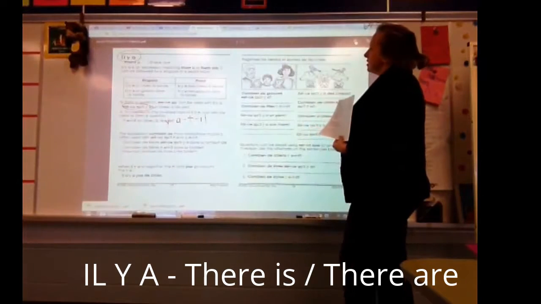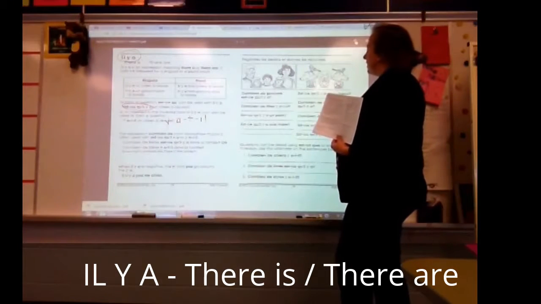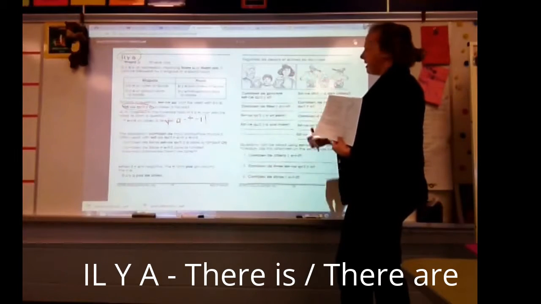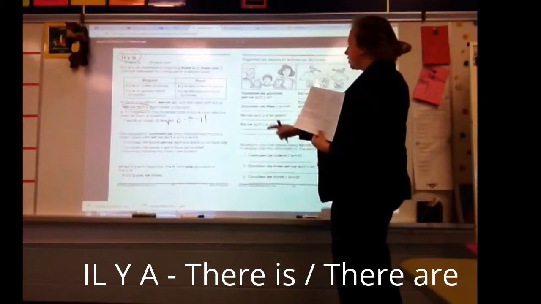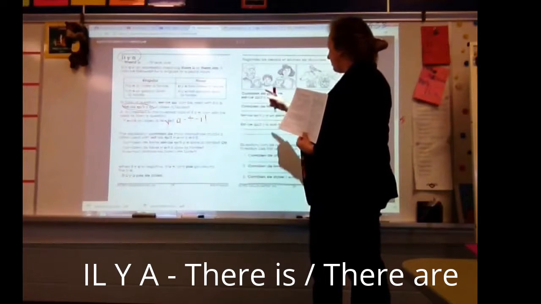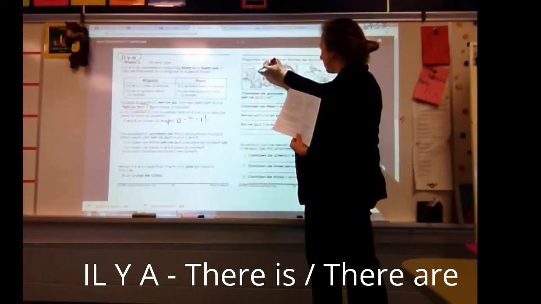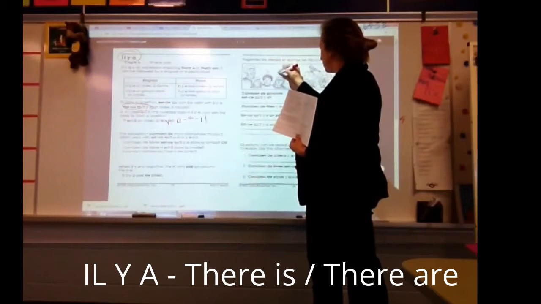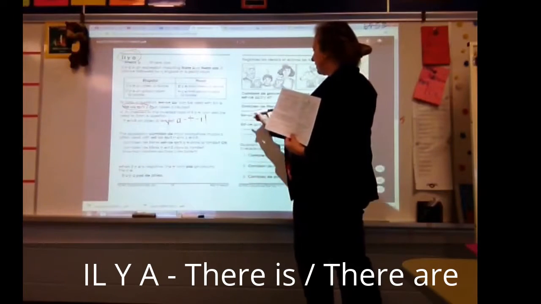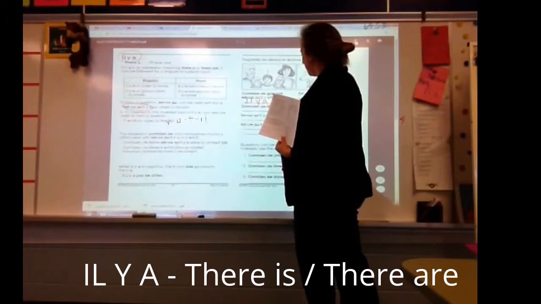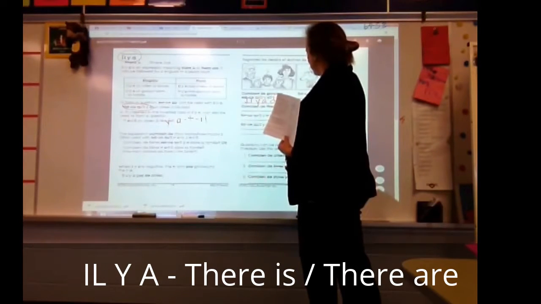So the first part asks you, regardez les dessins et écrivez les réponses. So you have to look at these drawings to be able to answer the questions. Combien de, how many? Combien de garçons est-ce qu'il y a? How many garçons are there? Un, deux, trois. So we're going to answer it. There are, il y a, trois garçons.